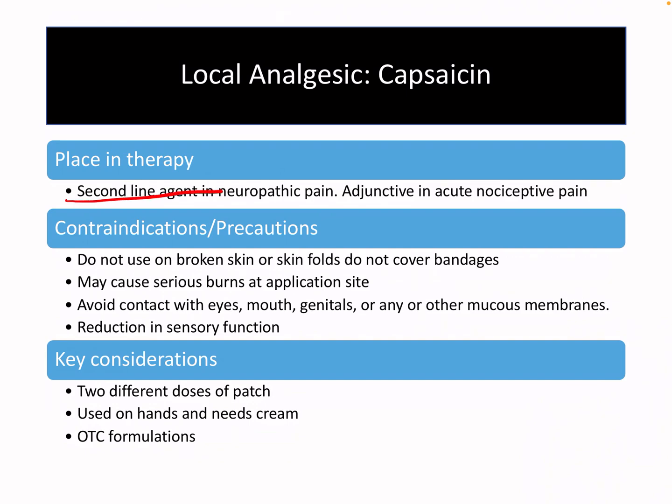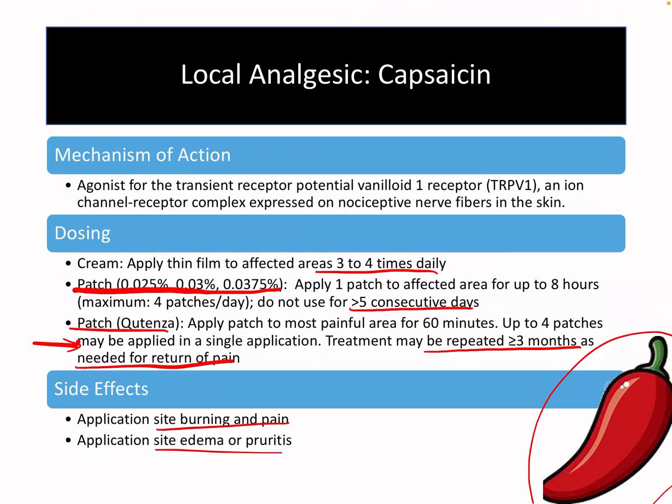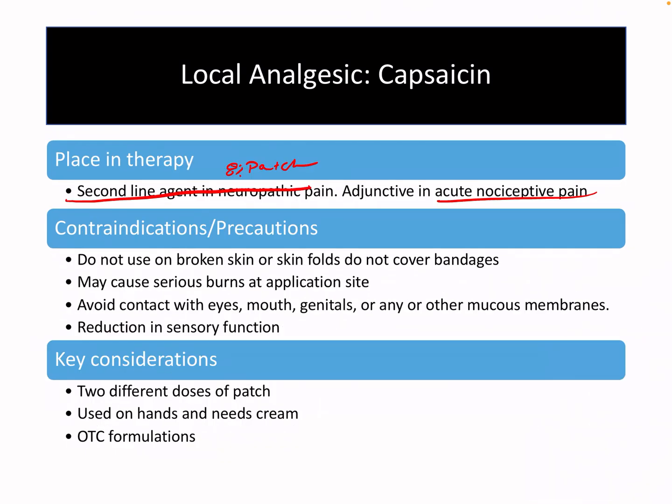It is a second-line agent in neuropathic pain, and this is mostly the patch, the 8% patch. And it can be used as an adjunctive in nociceptive pain, especially in patients that are using non-opioid topical therapies. You don't want to really use it on areas of broken skin, just like lidocaine, and it can cause serious burns, and you want to avoid contact with eyes, mouth, or genitals. Again, you're using peppers pretty much.